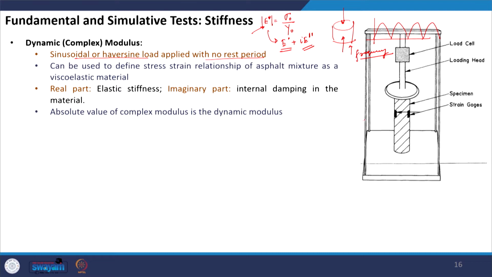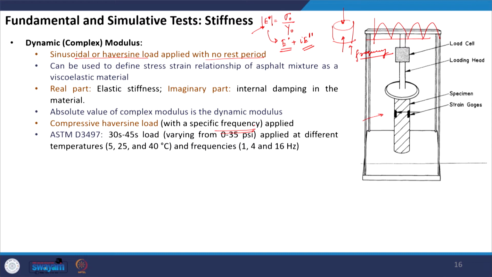So, this is just a pictorial view of the test setup that is used while measuring the dynamic modulus of the sample. So, as I mentioned, a typically compressive Haversine loading is used with a specific frequency, alright. And as per ASTM D3497, which gives the procedure of measuring the dynamic modulus, the load is applied for a period of 30 seconds to 45 seconds, and the load varies from 0 to 35 psi. Okay. And the test is usually done at 3 temperatures and 3 different frequencies.